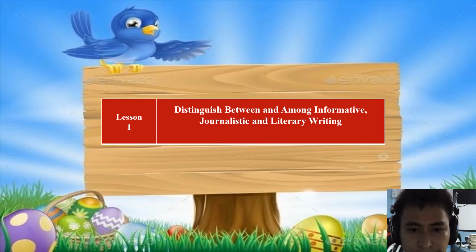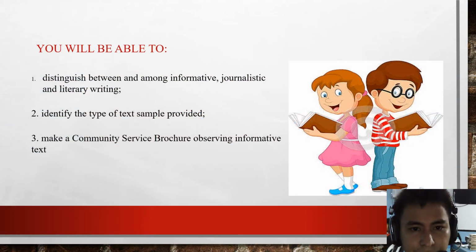So, lesson 1, distinguish between and among informative, journalistic, and literary writing. Before we proceed to our discussion, let us first know what our learning objectives are. You will be able to, first, distinguish between and among informative, journalistic, and literary writing. Second, identify the types of text sample provided. Third, make a community survey brochure observing informative text.